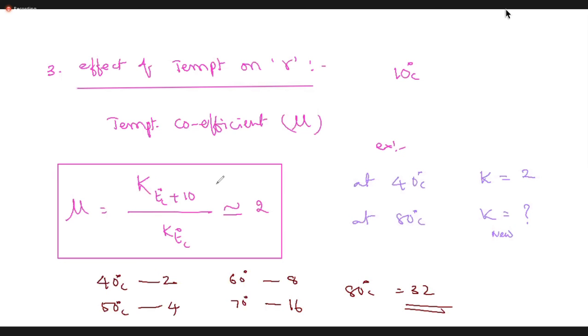Your answer is 32. Every 10 degrees, it doubles. At 40, it is 2. At 50, it should be double, so 4. At 60, it will be 8. At 70, it will be 16. At 80, it will be 32. Your answer is 32. Have you understood? Yes, sir. Copy this; you can expect this kind of question this time.